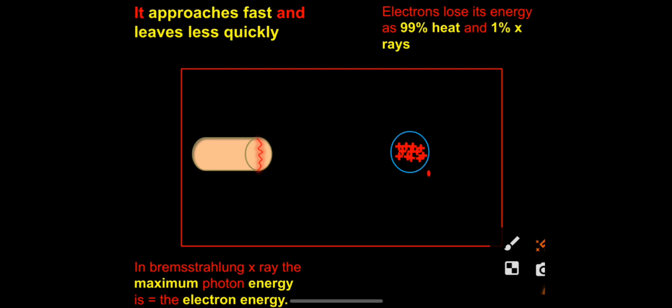Note that the electron approaches fast and leaves less quickly because it loses most of its remaining energy in the form of X-rays. But on its way from the filament to the nucleus of the atom, it loses some energy as heat because it interacts with the outer shell electrons, and the remaining energy of the electron will be lost in the atom after it interacts with the nucleus as X-ray photons. So it approaches fast and leaves less quickly. In this process, the electrons lose their energy as 99% heat and 1% X-rays.